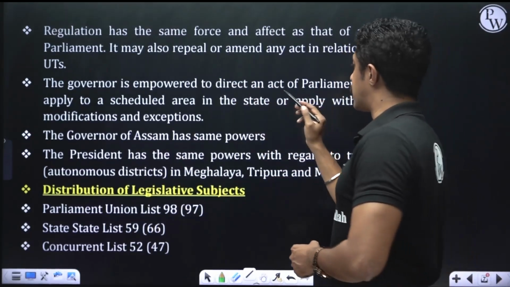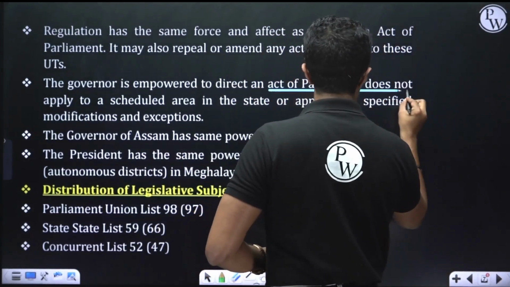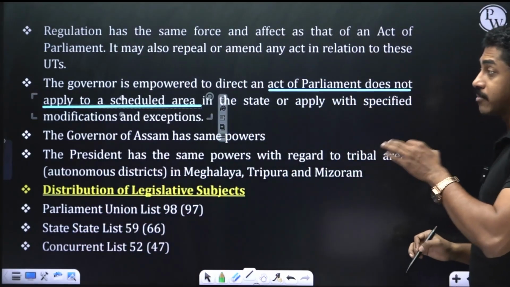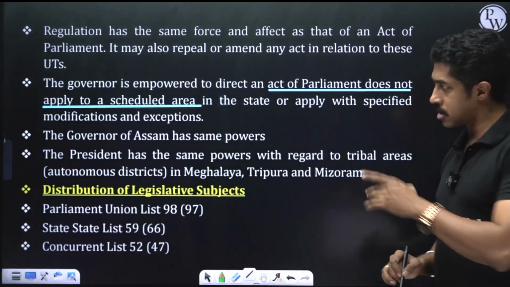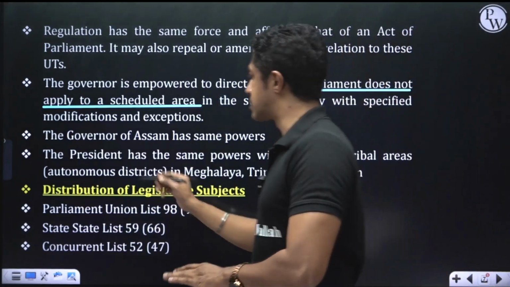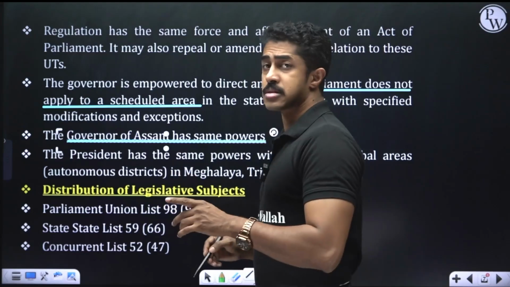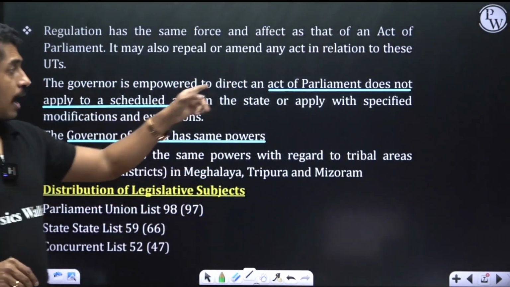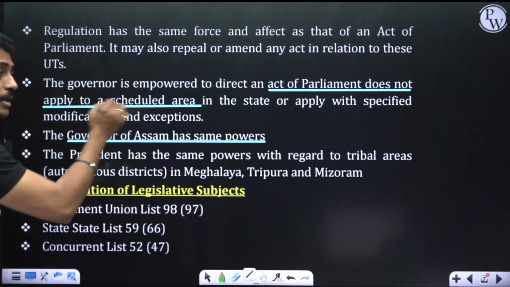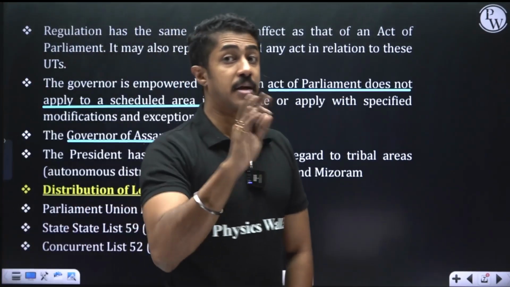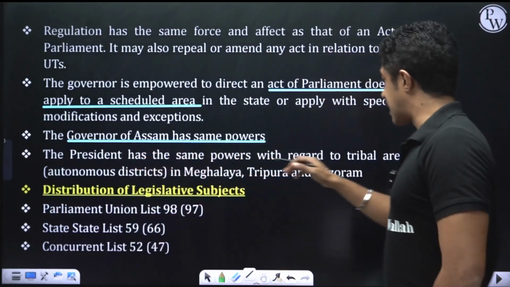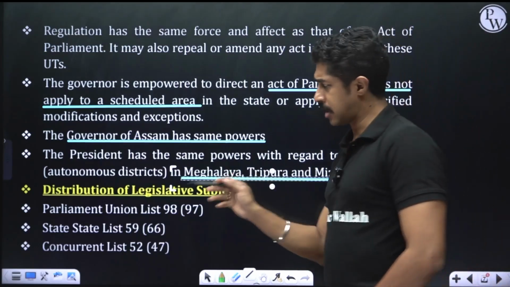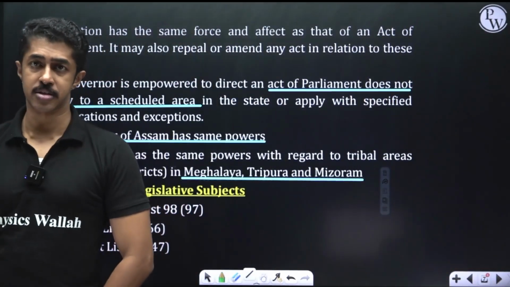The governor is empowered to direct that an act of parliament does not apply to a scheduled area in the state or applies with specified modifications and exceptions. The governor of Assam has the same powers. That is, with regard to Assam, the governor can say an act of parliament does not apply to Assam. Governor can decide here. The president has the same powers with regard to tribal areas in Meghalaya, Tripura, and Mizoram, especially the autonomous districts. Clear, people?